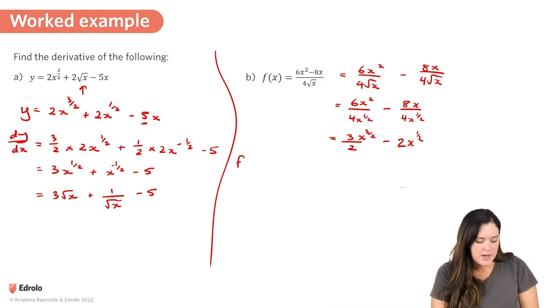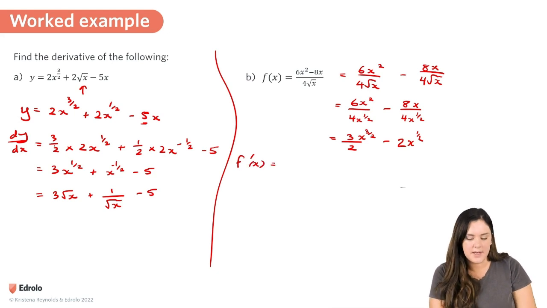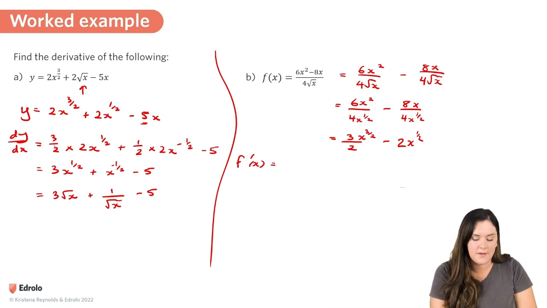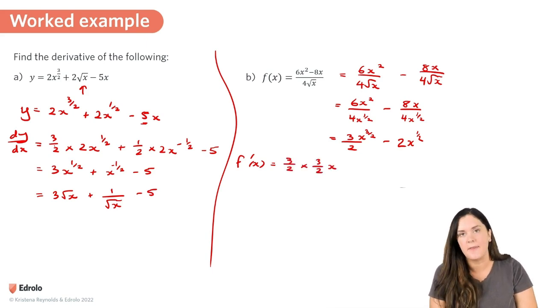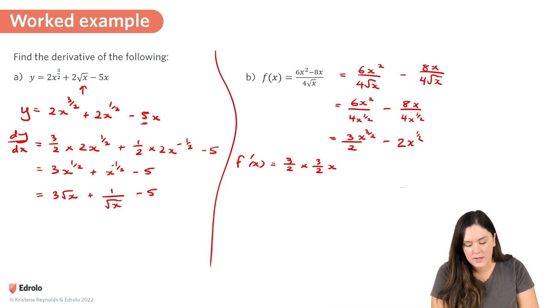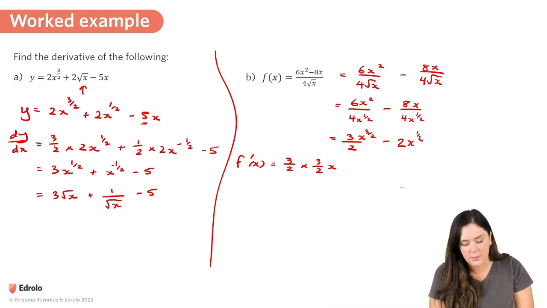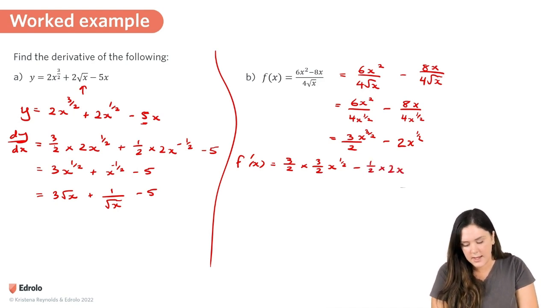So to start, I write f dash x equals, and now for my first term, I bring the 3 over 2 to the front, so the power to the front. So I've got 3 halves times 3 halves x, and then I take away 1 from the power there. So taking away 1 is going to leave me with 1 half. And my next term, again, I bring the power to the front, so I've got a half times 2x, and then taking away 1 from 1 half. So that leaves me with a negative half.